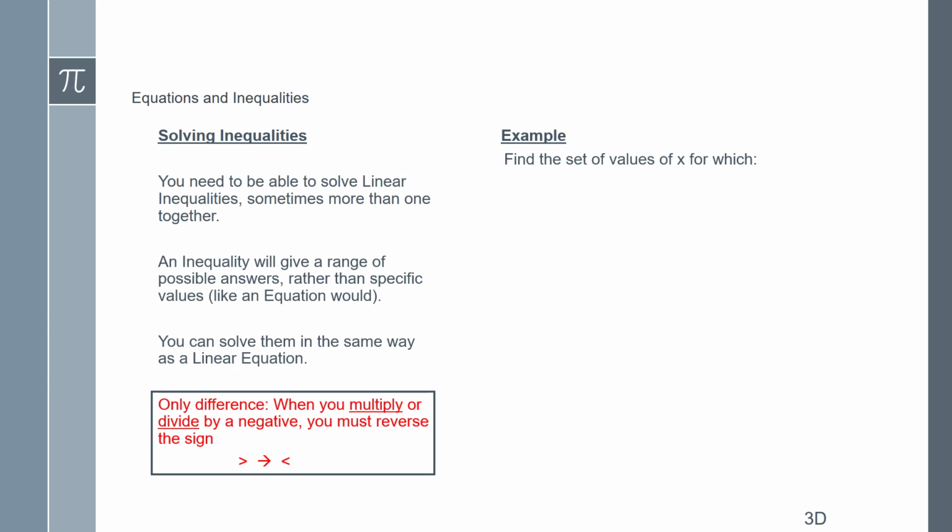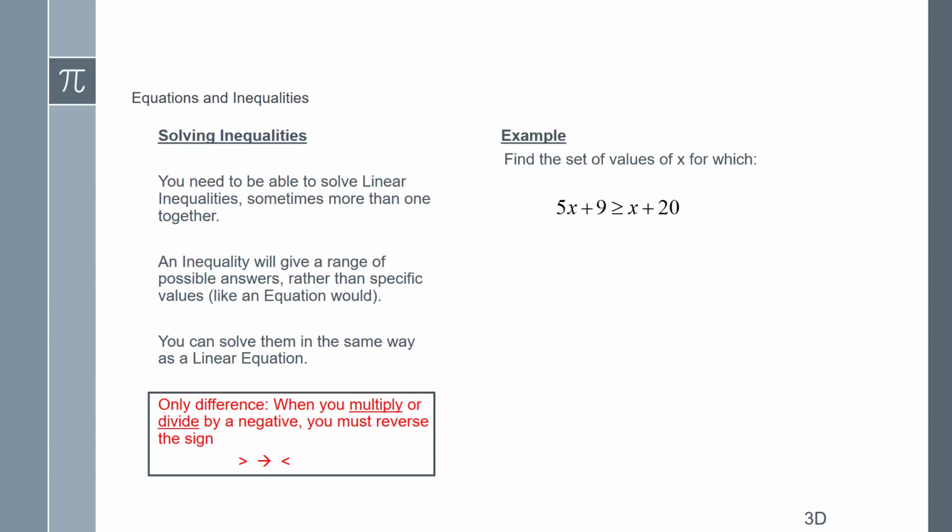So find the set of values for which 2x minus 5 is less than 7. Solve it just like you would an equation. So add 5 on, 2x is less than 12, divide by 2, x is less than 6. So treat it as you would an equation, but just watch out for the times when you multiply or divide by a negative number.